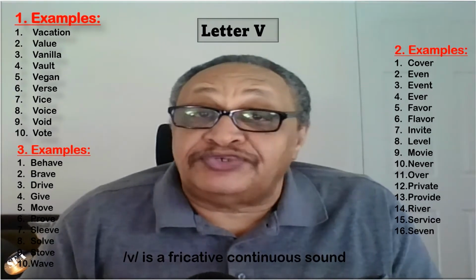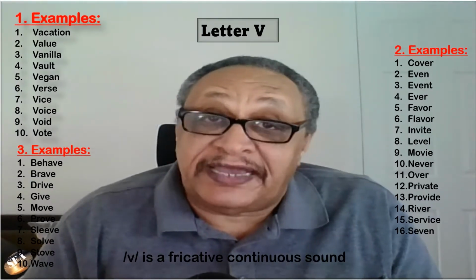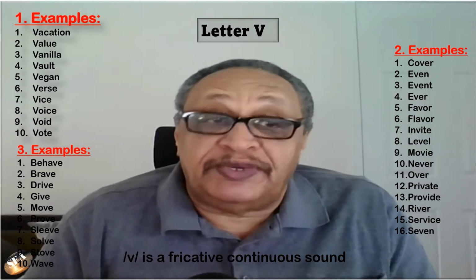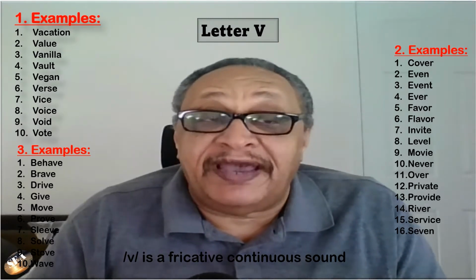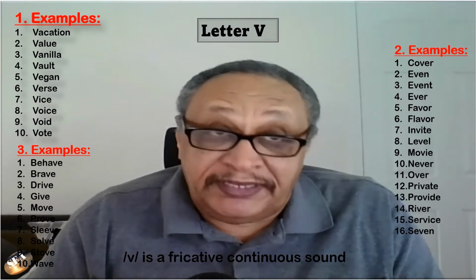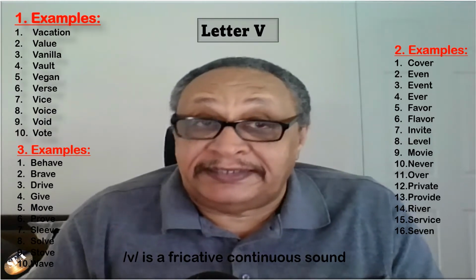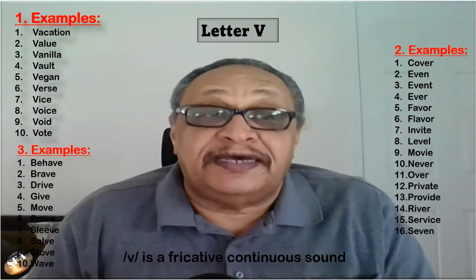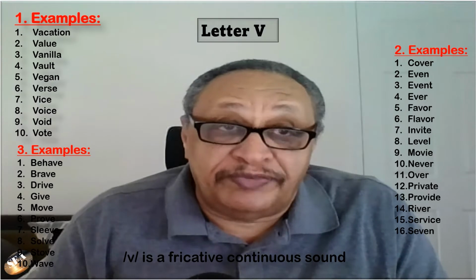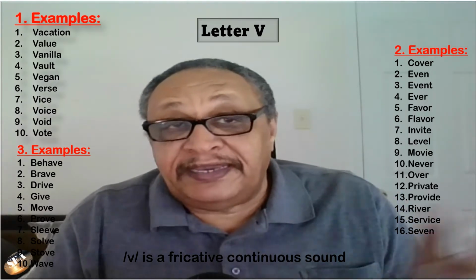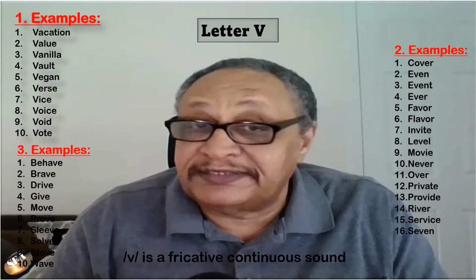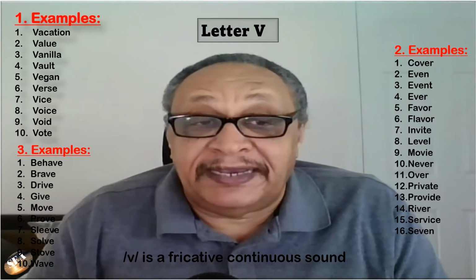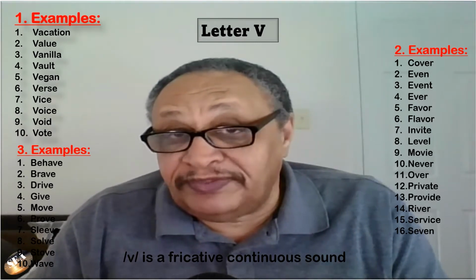Now here we are going to talk about the letter V, and we give examples for that. We have 3 groups here, groups of words, number 1, 2, and 3. All of them have the letter V, and the difference between the groups is the position of the letter V. In the first group, it is at the beginning of the word. In the second group, it is somewhere in the middle of the word. And the third group has the letter V at the end of the word.